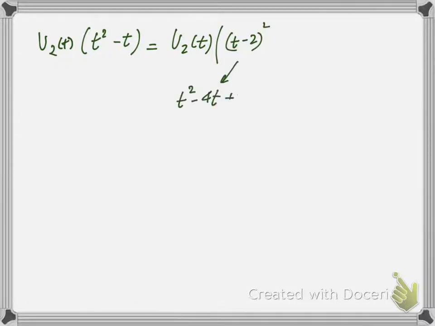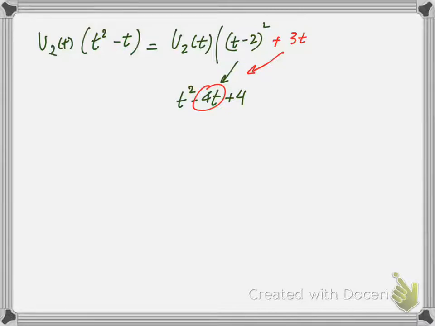And then we know that (t − 2)² is t² − 4t + 4. But in the original function, we only have negative t. We don't have negative 4t. We don't have plus 4. So we have to do some algebra manipulations in order to preserve the original function. So now we have negative 4t. How can we have negative t? We add 3t. So 3t minus 4t is negative t. We preserve the negative t term in the original function.